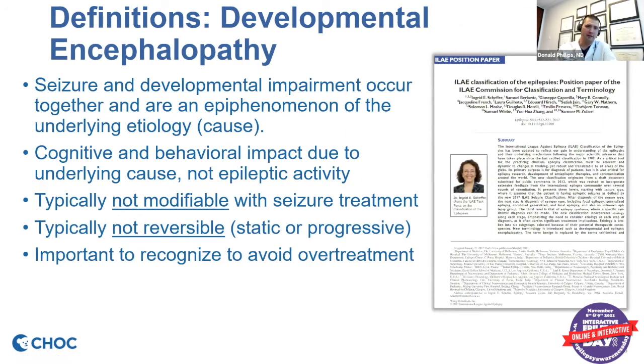And then we'll define developmental encephalopathy one more time from the last hour. Seizure and developmental impairment occur together and are epiphenomena of the underlying cause. So this is typically something that's genetic, and as a result of this underlying issue, we have seizures from an epilepsy, we have developmental issues, but the seizures and the developmental issues don't impact each other as much as in an epileptic encephalopathy. So the cognitive behavioral impact is due to the underlying cause, not the epilepsy. Therefore, it's typically not modifiable with seizure treatment and typically not reversible. It's important to recognize to avoid overtreatment. An example would be Rett syndrome, which is typically thought of as more of a developmental encephalopathy. Even if we do control seizures, we don't always see a huge developmental impact, and that's in contrast with some of our other epilepsy syndromes.